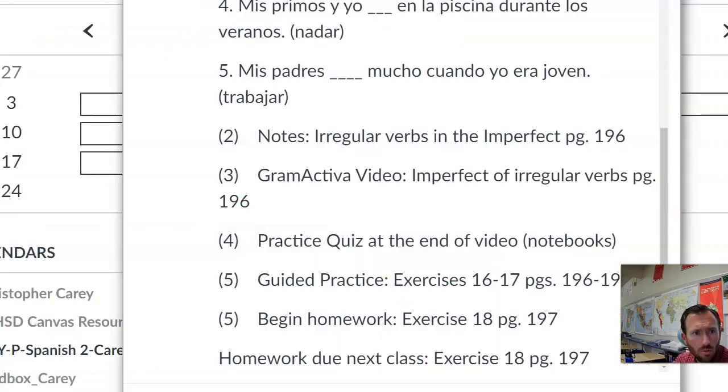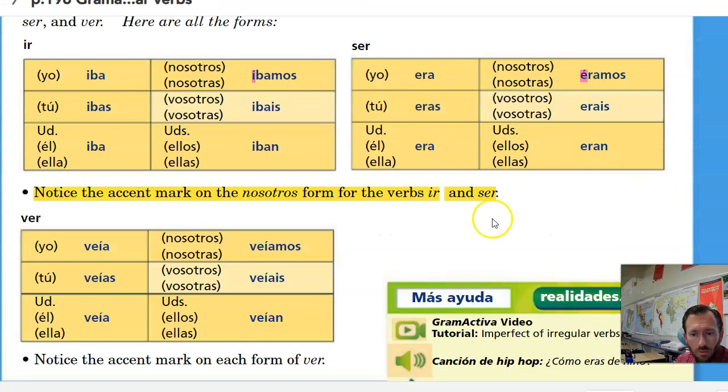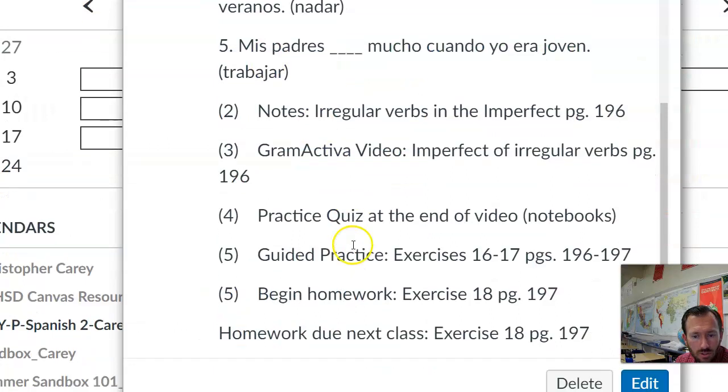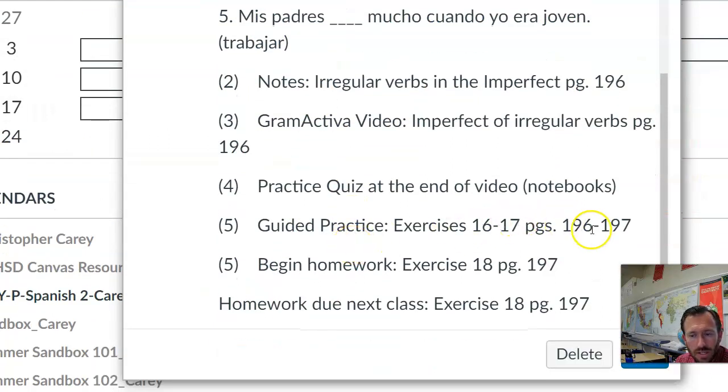Next on the agenda, we're going to watch the Gramatica video, imperfect of irregular verbs. That video is about 4 minutes long, and then we'll do the practice quiz that's at the end of the video in your notebooks and probably on your whiteboard as well. So those of you guys trying to follow along at home, you can access that video here where it says Gramatica video. And then we're going to do the guided practice exercises 16 and 17 on pages 196 and 197. And then we'll finish off with your homework, exercise 18, page 197.